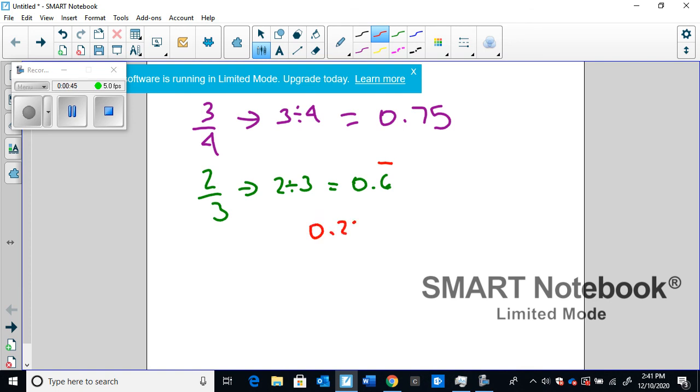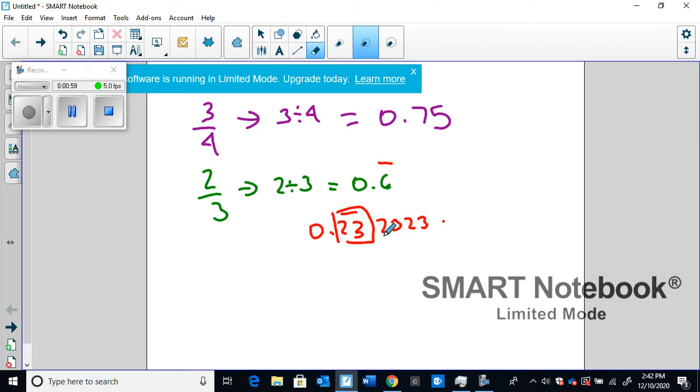So for example, if it was 0.232323, and that repeated for eternity, we would put the little hat over the 23. And that shows that this number here, if I copy and paste it, is repeated. Right? So those were two definitions that we looked at.